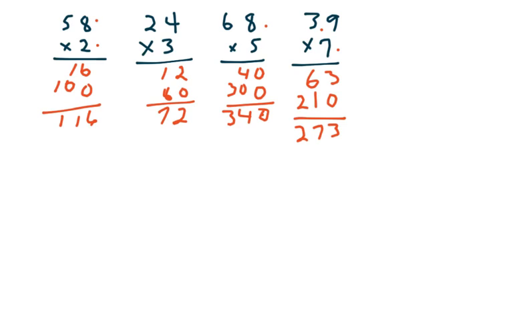This is a partial sum. 63, that's part of the answer. 210 is part of the answer. You add them up, and the sum is 273. And so these are partial sums, we call them. Good language.